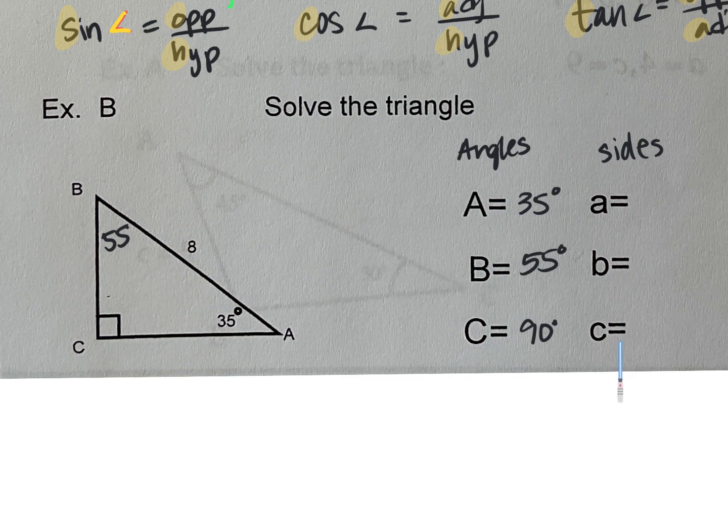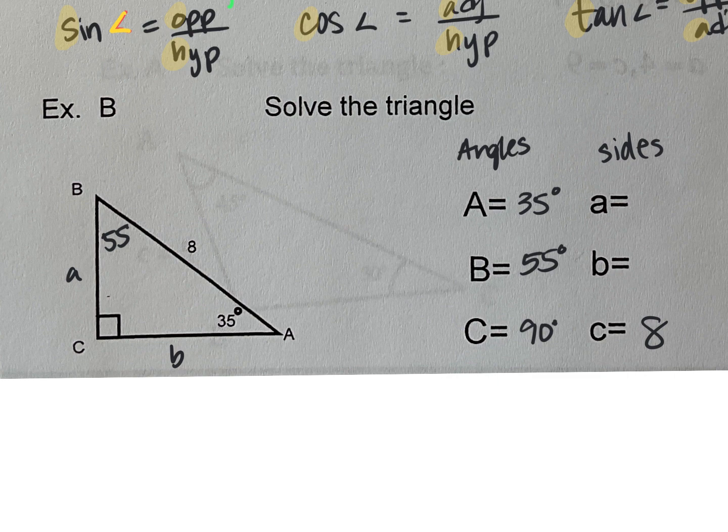And here's my question. Which side, A, B, or C, is 8? C. Yeah, it's across from the angle. Awesome. So I'm going to write little c is 8. You guys, we got to go find little b, little a. I like to note where they are. There's little b, here's little a.